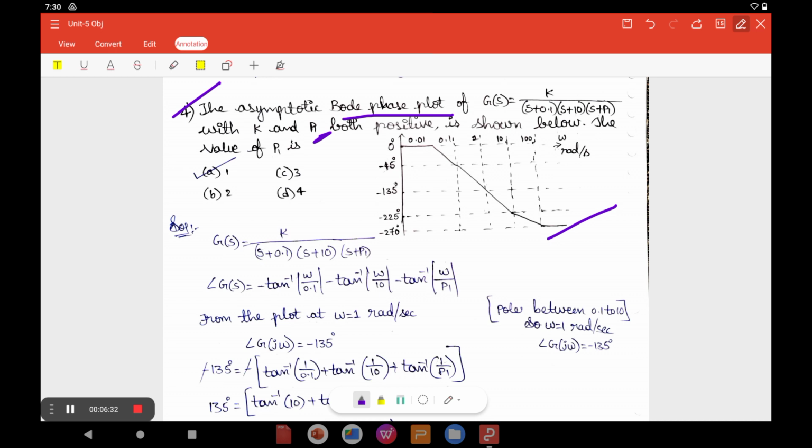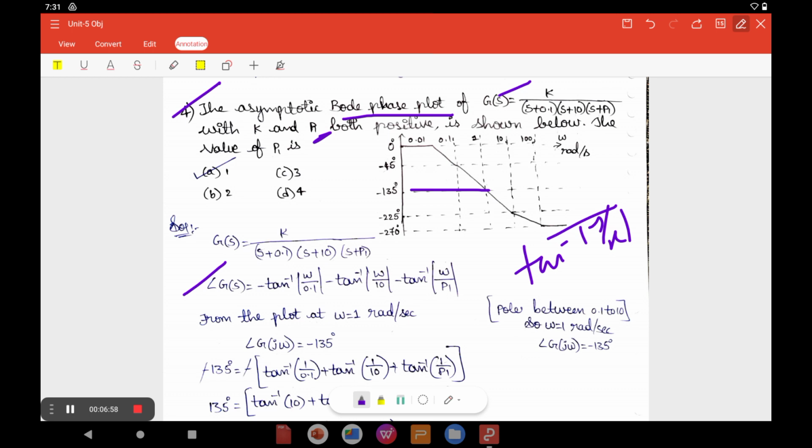For this purpose, first we need to represent the given transfer function in the frequency domain, so write it with j omega. After that you need to calculate the phase of that one. The phase formula is tan inverse of y by x. Therefore, by using the same formula you can calculate minus tan inverse of this expression, calculated at omega equal to 1 radian. This is equal to minus 135, right?